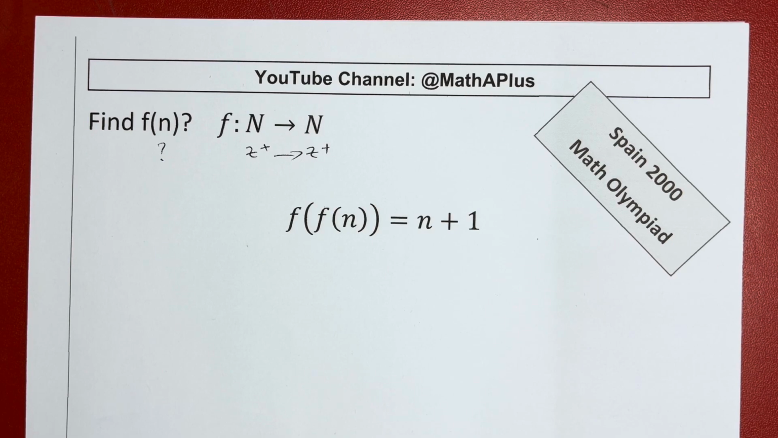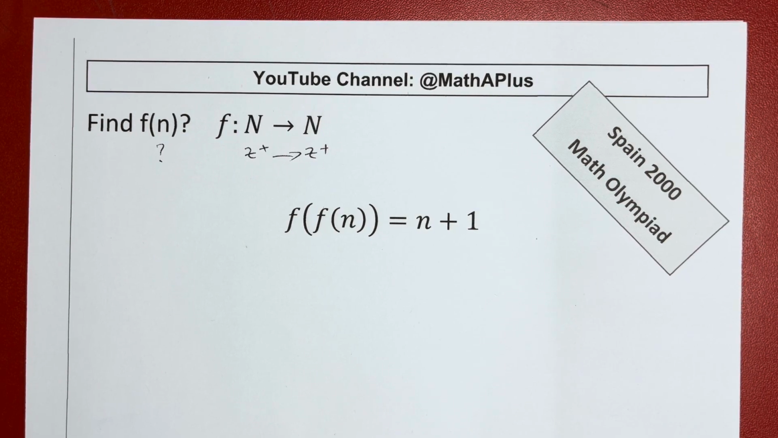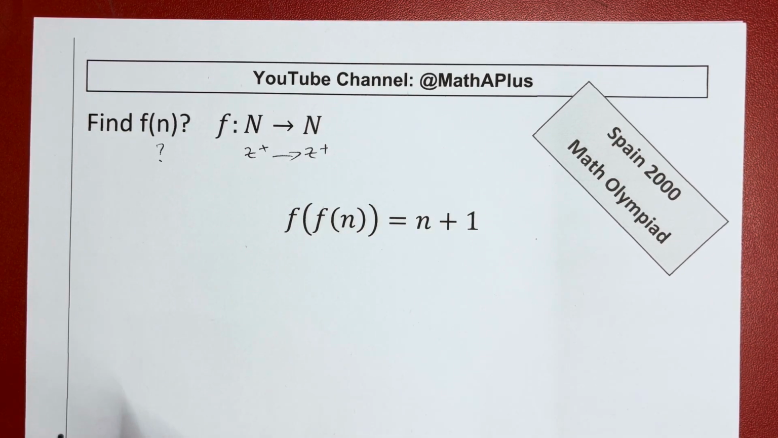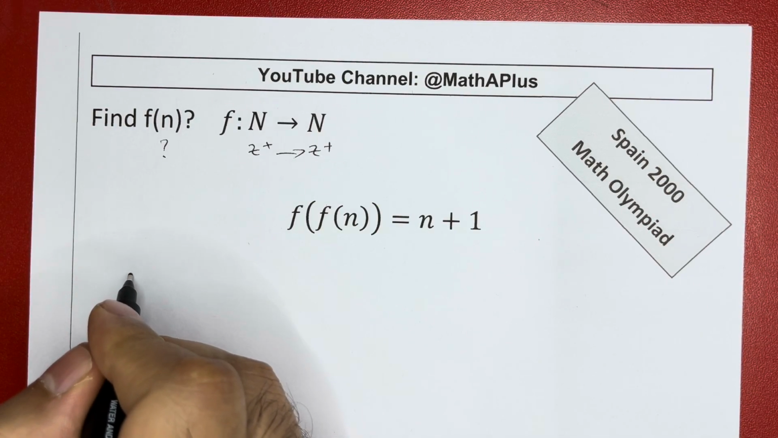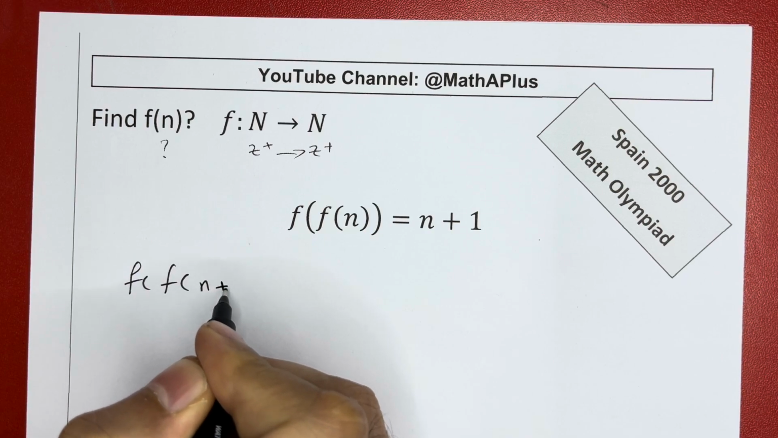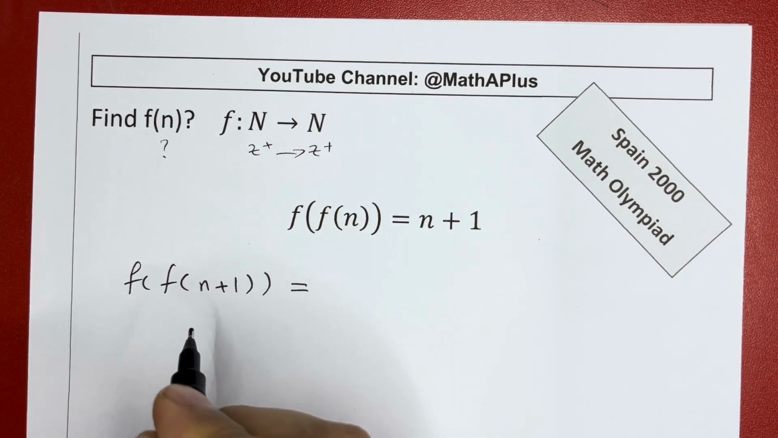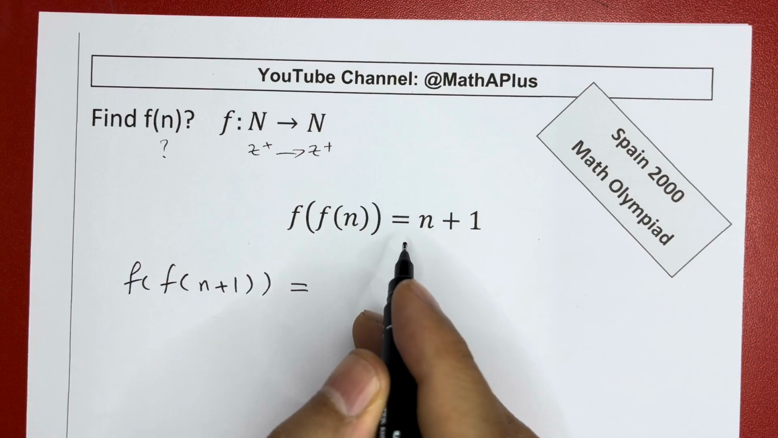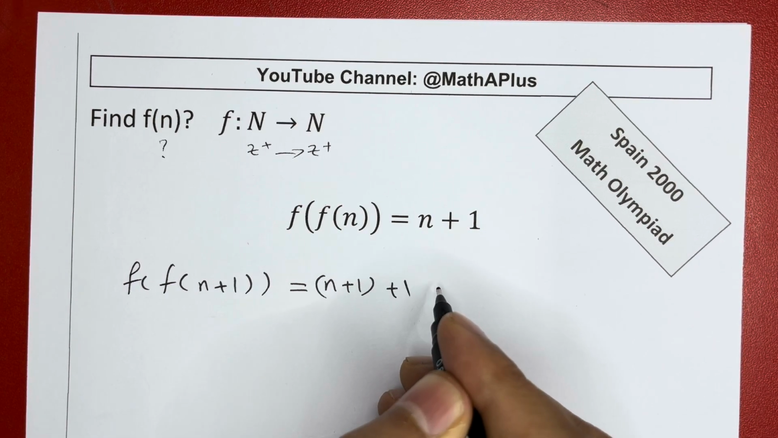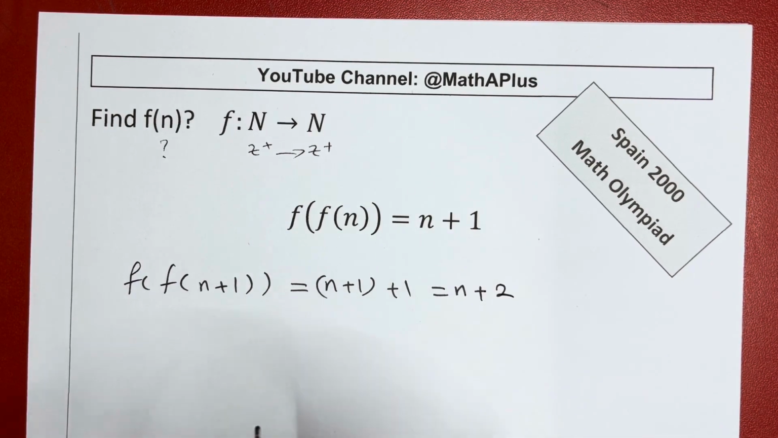So to solve this problem, first of all, f of n plus 1, to get some idea, instead of n you put n plus 1. It's going to be n plus 1 plus 1, which is n plus 2.